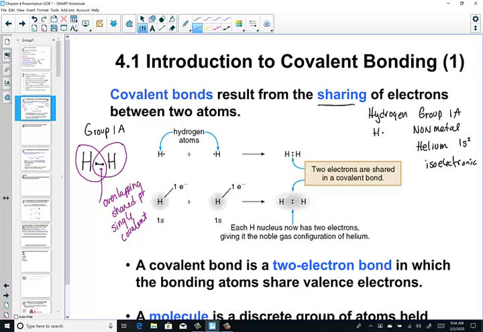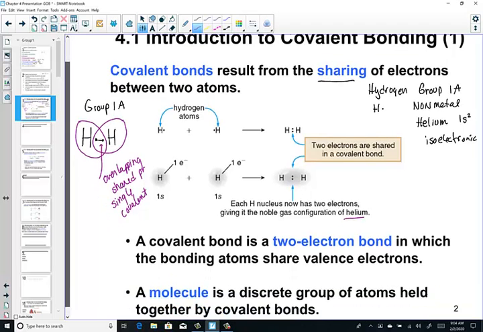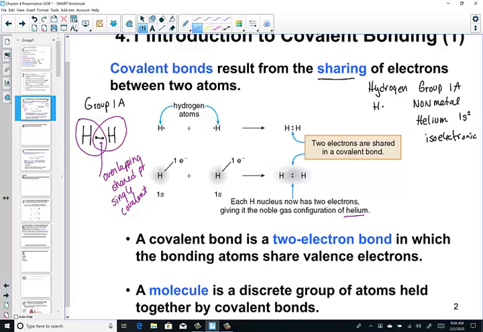And when I count those for each atom, those electrons inside the circle count for both. So a shared pair between the 2 hydrogens gives each hydrogen 2 electrons to achieve the noble gas configuration of helium. So this covalent bond is 2 electrons, right? A pair of electrons in which those bonding atoms actually share 2 electrons for a single covalent bond. This is the definition of a molecule.